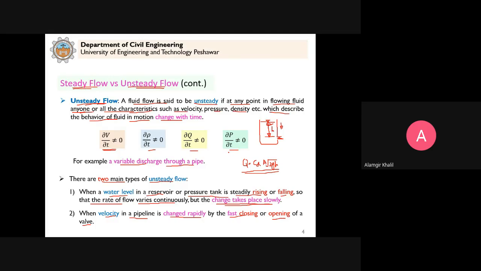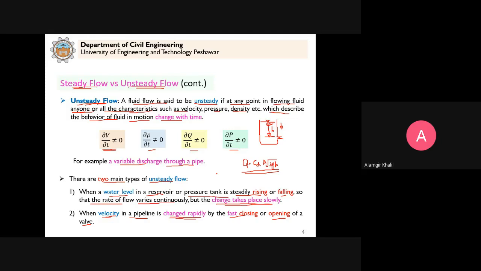In the first case, the rising and falling of water level in a tank or reservoir, the change is slow. And in the second case, by fast opening or closing of a valve, the changes take place rapidly. These two main types of unsteady flow problems we will discuss in this chapter. First, we will discuss the first type, and then the second type. Remember, these are not the only unsteady flow problems. We have other types of unsteady flow problems also.